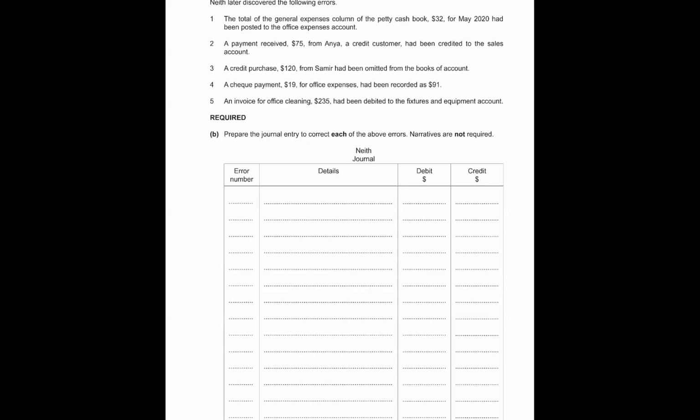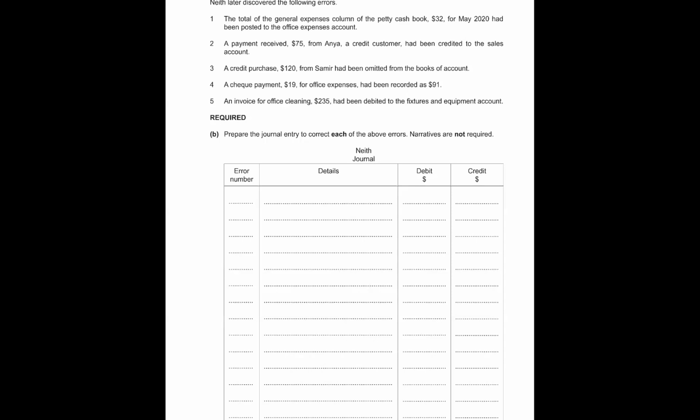So it is very, very imperative that you understand that we have got different types of errors. So when you identify the error, then you are able to correct it. Let's have the first statement.